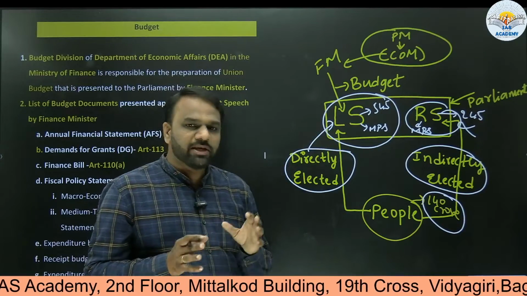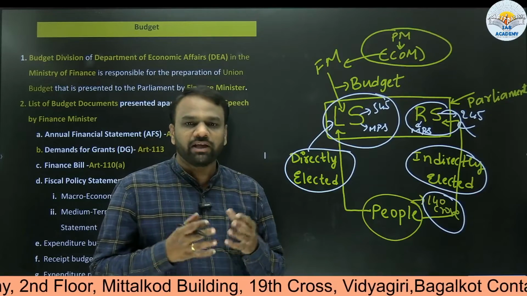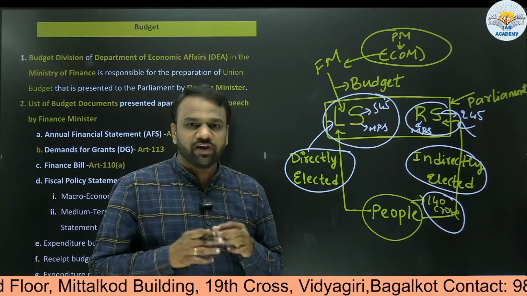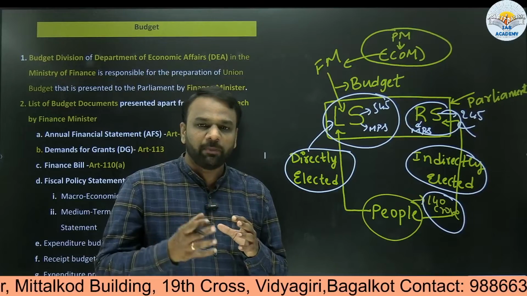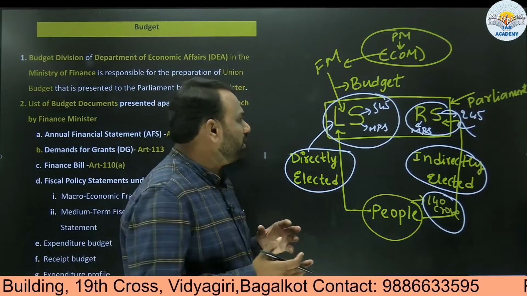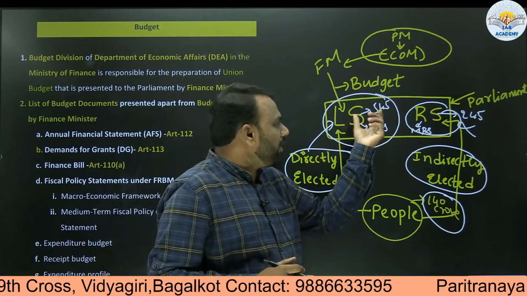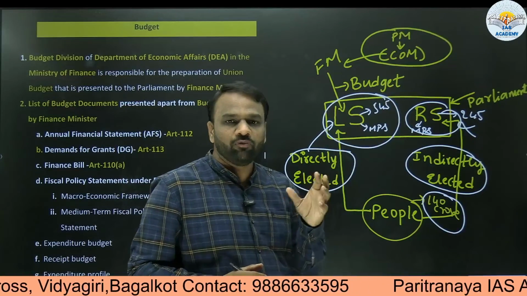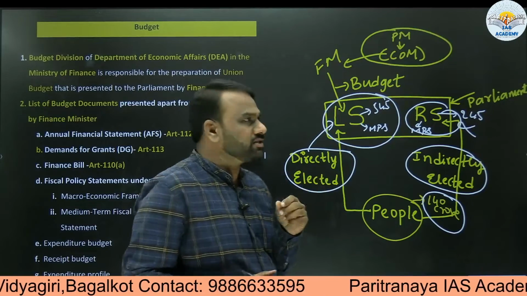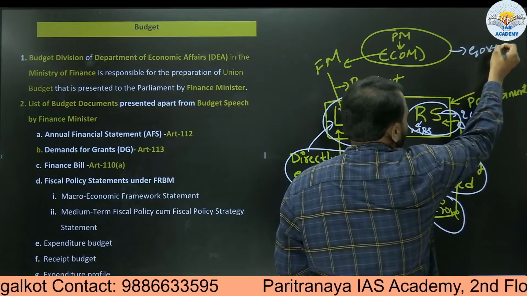Again, on a day-to-day basis, all these 545 MPs cannot meet and take decisions effectively. That is why, in order for decisions to happen on a day-to-day basis in a smoother manner, they have elected a small group of people whom we call ministers, or in general, the government.